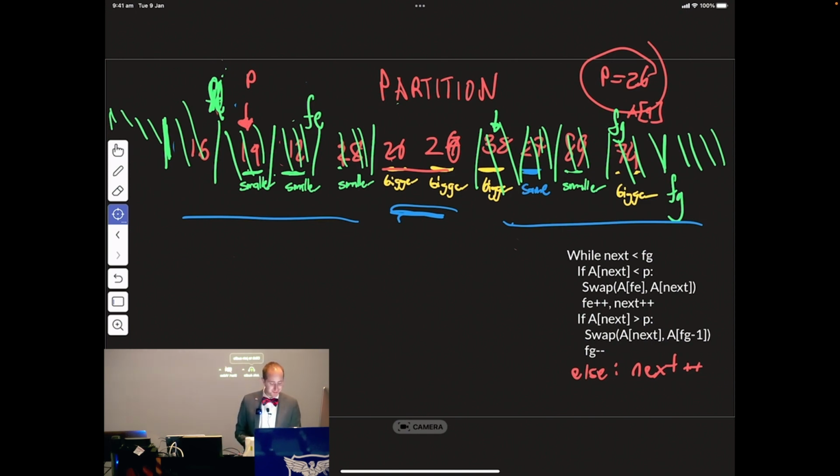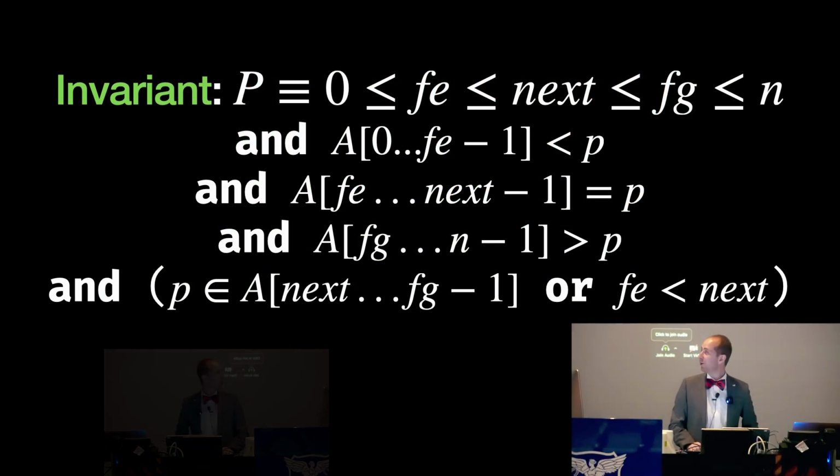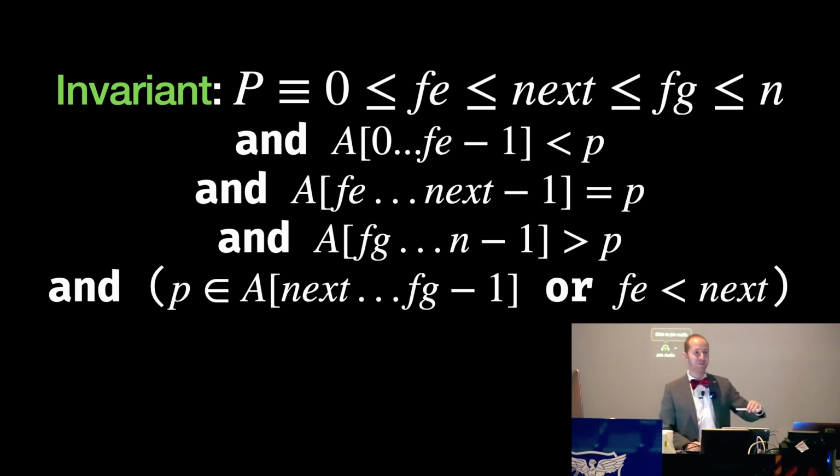And joy of joys for all of you, I'm sure, this means we are now ready for the proof of our partition function. Thankfully, now that you've seen a few of these, they should start to become more intuitive. We have, as before, a condition ensuring that all our variables are within the bounds of the array, so next, first equal, and first greater should all be within the array.